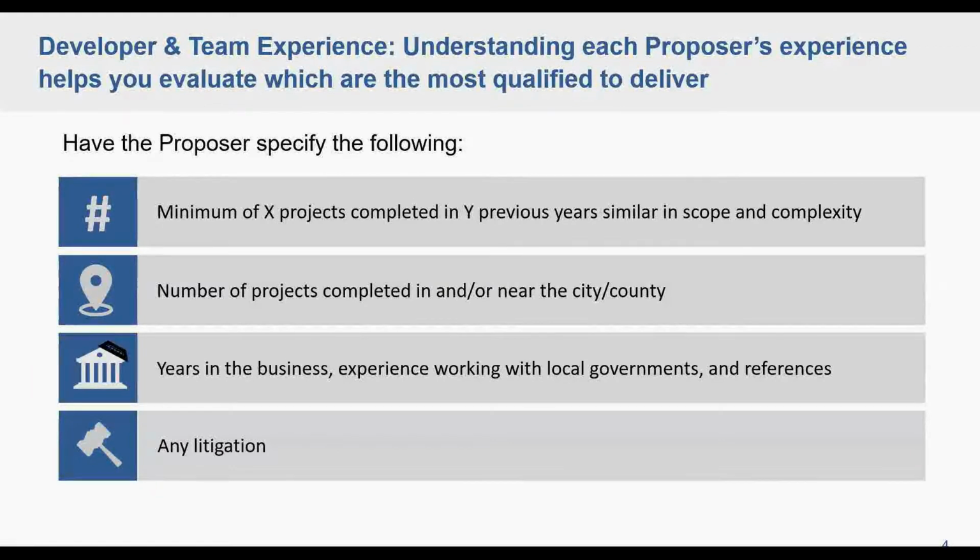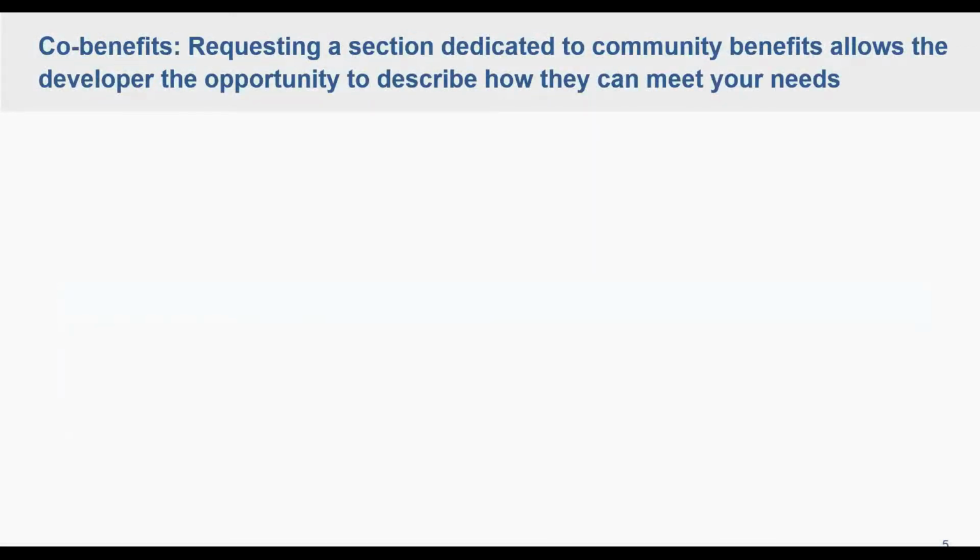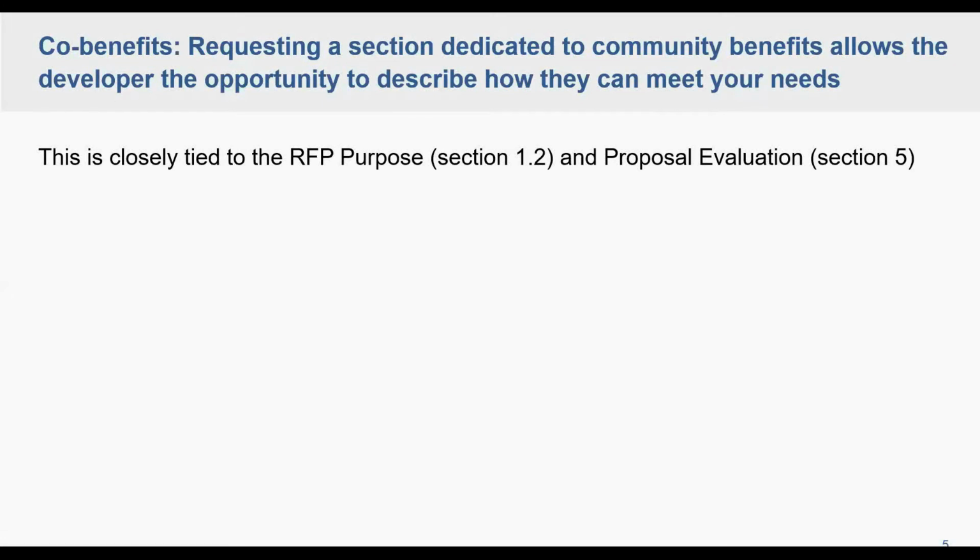Moving on to the co-benefits, this is allowing the developer to include a section dedicated to community co-benefits so that it allows them the opportunity to describe how they can meet your needs. So we've said this before in the RFP purpose, in the project overview section, in the proposal evaluation: what is the purpose of this RFP? What are your main motivations and goals? This section allows the developer to speak directly to that on how they can meet some of those community co-benefits.